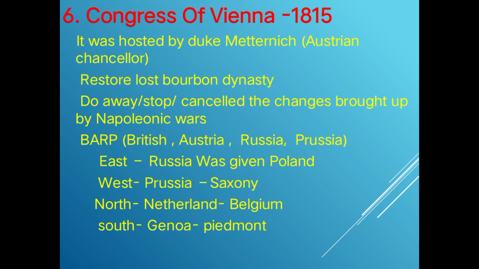Number one, to restore the Bourbon dynasty back to the throne, to ruling. And number two, to do away with or stop the changes which were brought about by the Napoleonic wars. The expansion of territory brought into France by the Napoleonic wars, they wanted to seize it. They wanted to put an end to it. How did they do this?